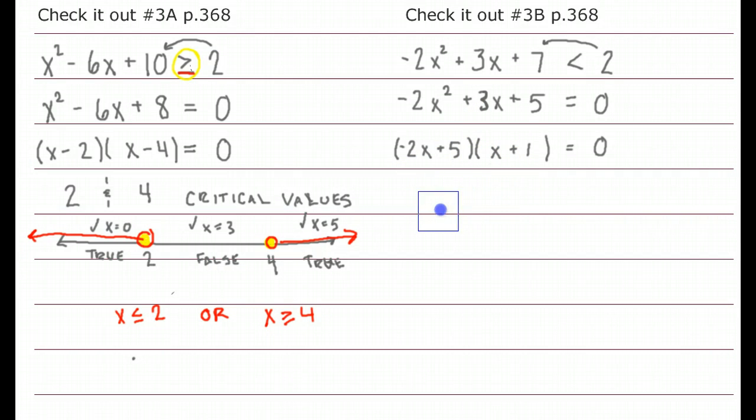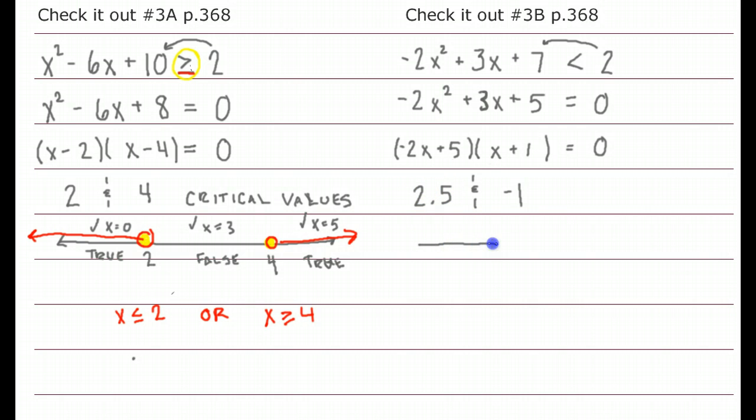So now I'm going to find the critical values. Well, this one's really easy. This is negative 1. And this one is a fraction, so remember, it's the opposite of this over that. So negative 5 over negative 2 is going to be positive 5/2, which is 2 1/2. So there's my critical values.